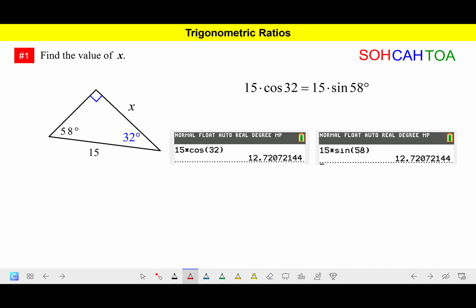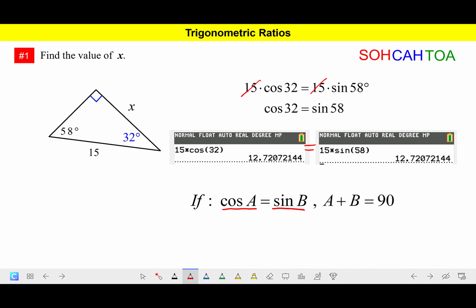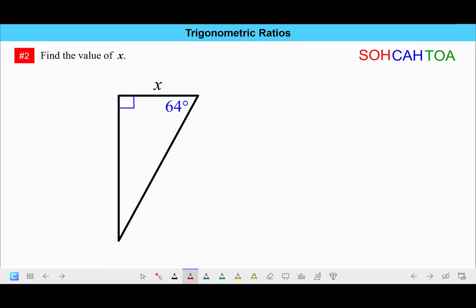So what that means is that if I looked at this equation here, because these are the same, I can see that cosine of 32 equals the sine of 58. And this is an important concept. If the cosine of A equals the sine of B, that means that these are complementary. And you could do the converse of that as well.